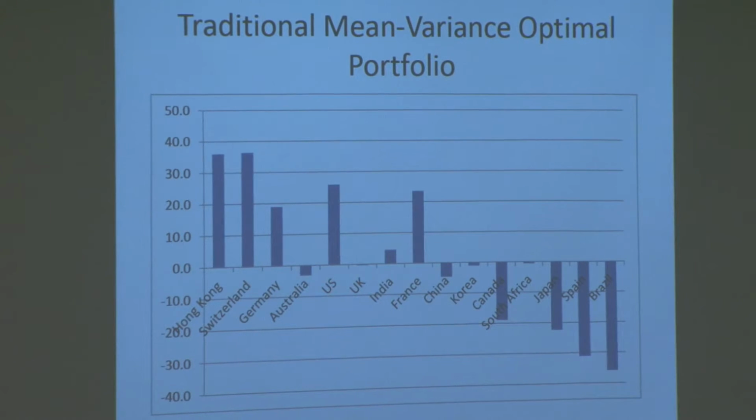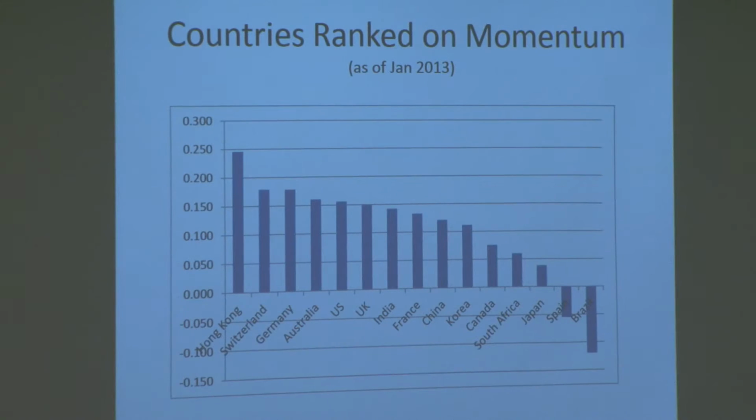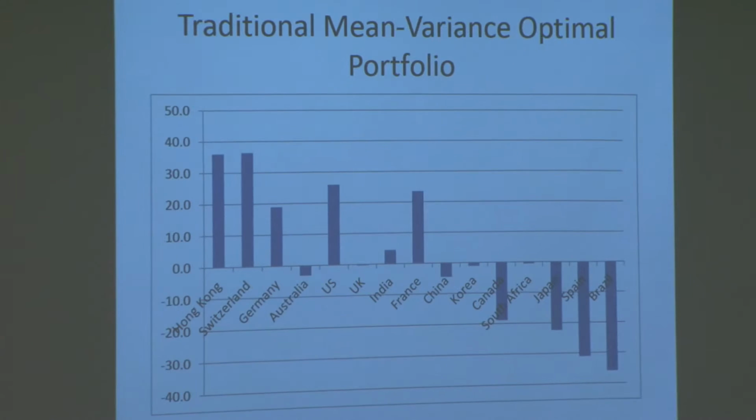In fact, if you make that assumption, put it into the optimizer, then these are a set of weights that come out as the optimal portfolio. And what I'd like you to focus on in particular are how close these intermediate countries are: the US, UK, India, France. They all have very similar expected returns, and yet if you look at the optimal portfolio, the weights are very different.